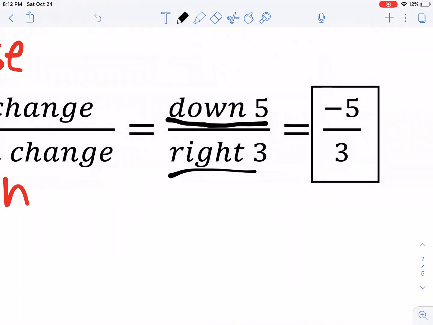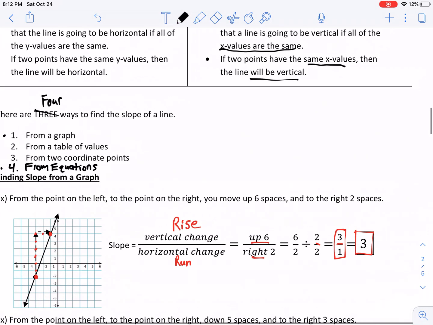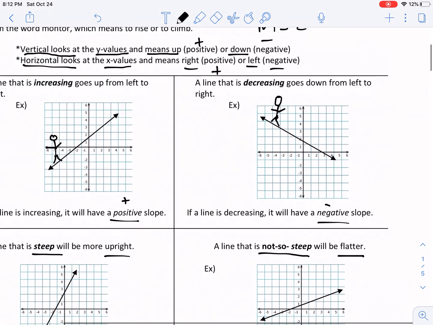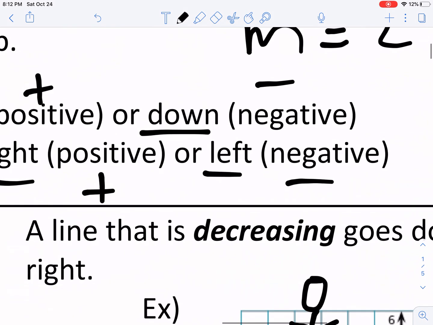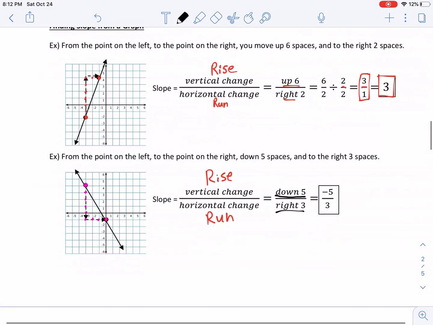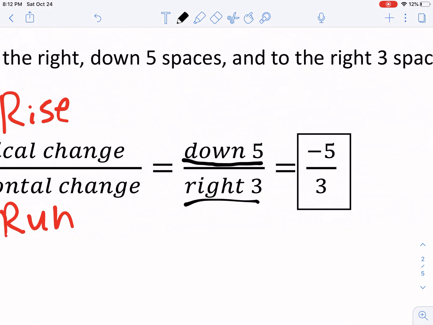Okay? So go back to what we talked about before, though. When we're talking about slope, if I have to go down, that meant we had a negative slope. Okay, so in our case, our vertical change here was down 5, so my slope would be -5, because we had to go down 5, and then right 3, +3. So my slope would be -5 over 3.